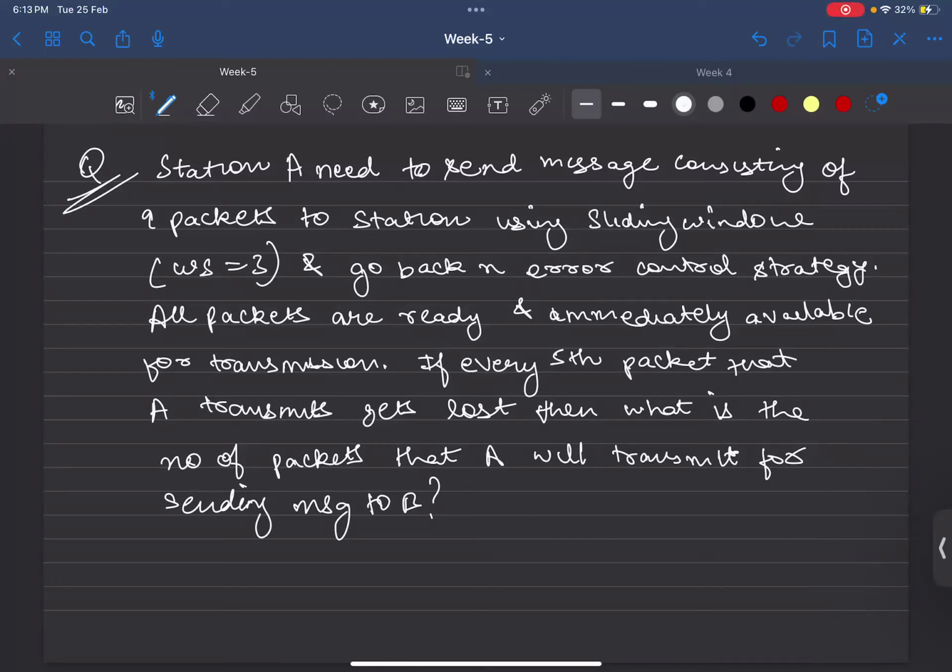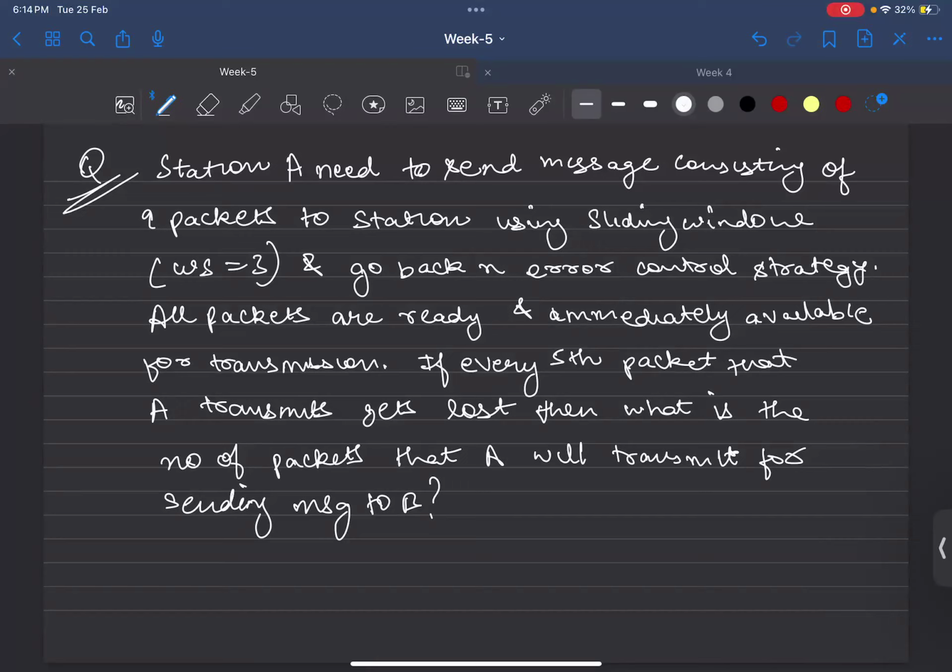Ma'am, it is talking about a station A which needs to send a message consisting of 9 packets to station B using the sliding window protocol, where the window size is 3, and it will use the Go-Back-N error control strategy. All the packets are ready for sending, but if every fifth packet that A transmits gets lost, then what is the number of packets that A will transmit to B for sending the total message?